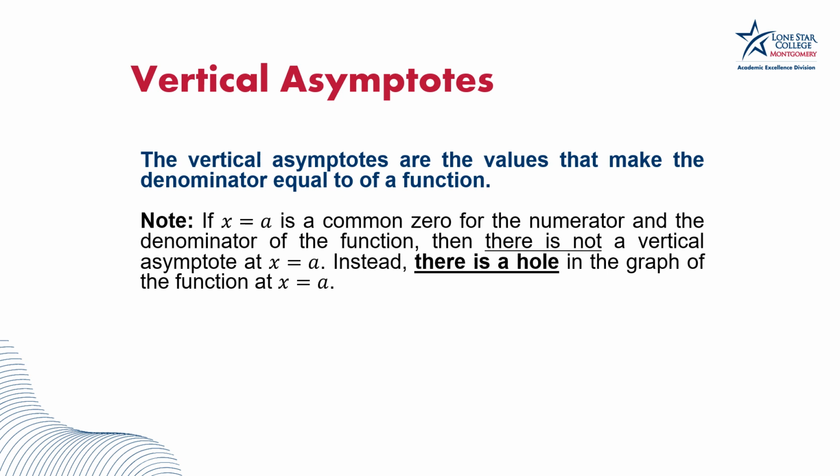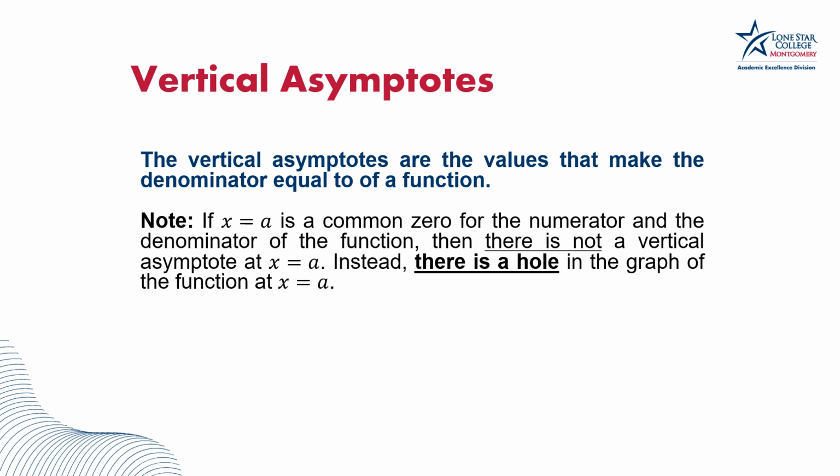So rational functions will oftentimes have what are called asymptotes. There are 3 types of asymptotes: vertical asymptotes, horizontal asymptotes, and oblique or slanted asymptotes. So first we're going to look at vertical asymptotes. Vertical asymptotes are values that make the denominator equal to 0.